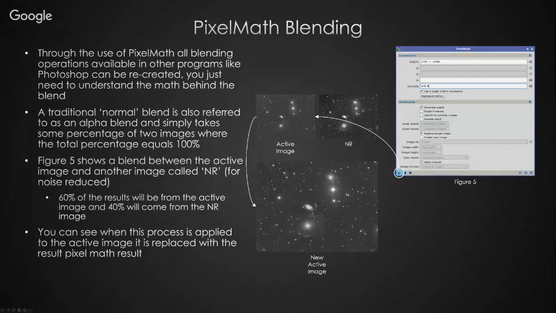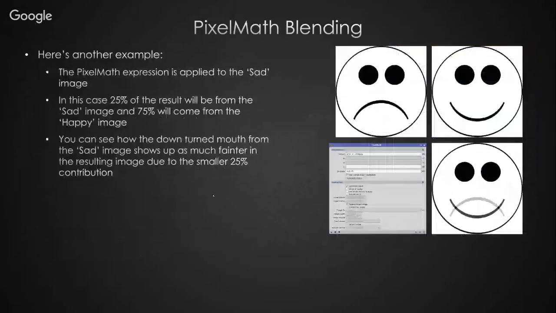Here's another very simple example to show you what is actually happening with the blending. In this case, I'm doing the exact same thing. I have a happy image and a sad image, and I'm taking 25% of the $T image. You can see I'm applying this to the sad image, and that means 75% is going to come from the happy image. So you can clearly see that the sad face part of the image is very light compared to the happy face part of the image. That's 25% versus 75%. It's just a conceptually easier way to see what's actually happening in this blend.